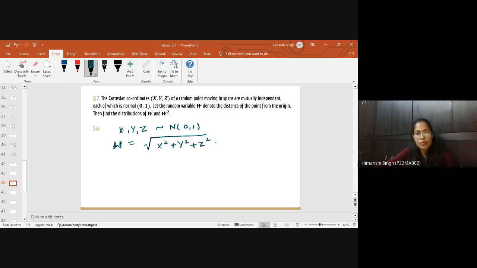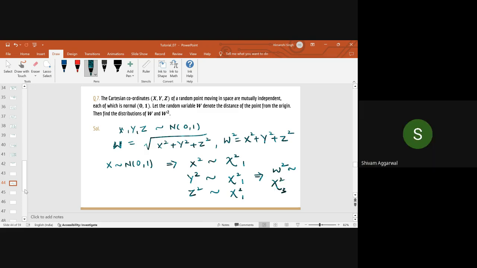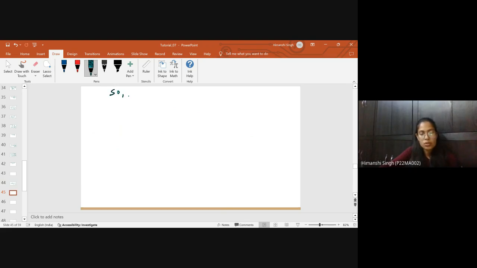So W square will be x square plus y square plus z square. Now note one thing here: x follows normal, so this implies that x square will follow chi square with 1 degree of freedom. Y square will again follow chi square with 1 degree of freedom, and Z square will again follow chi square with 1 degree of freedom. So W square follows chi square with 3 degrees of freedom.